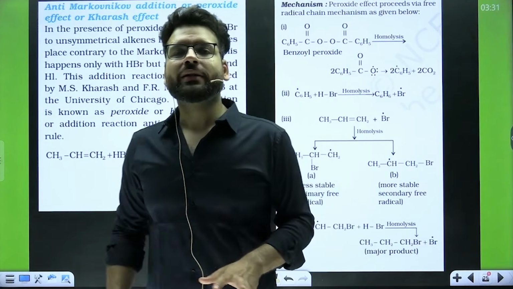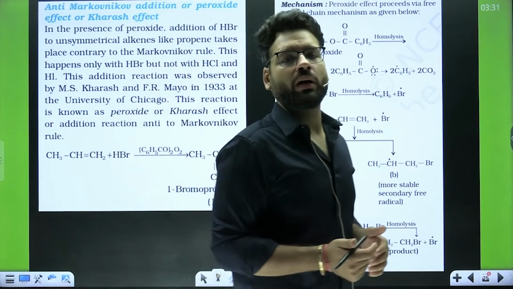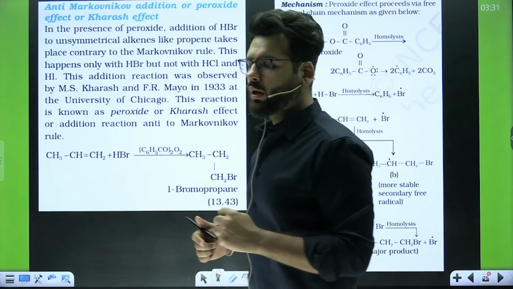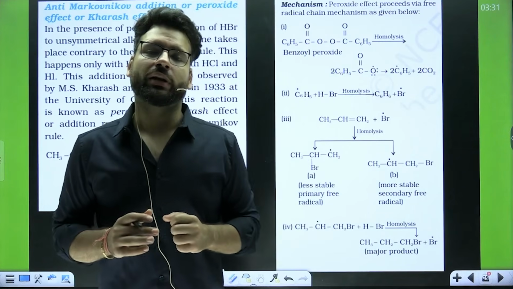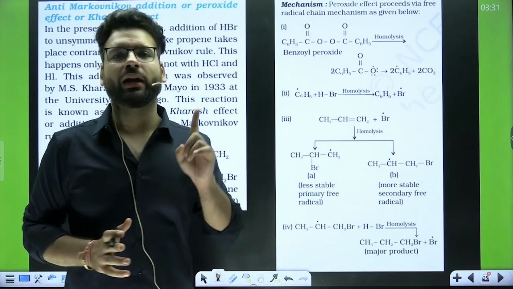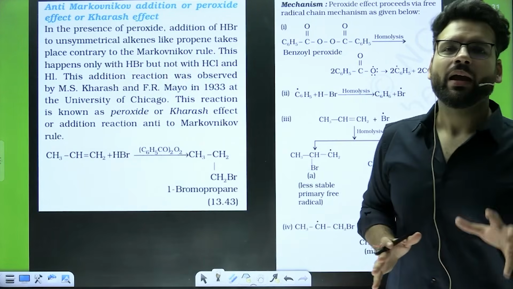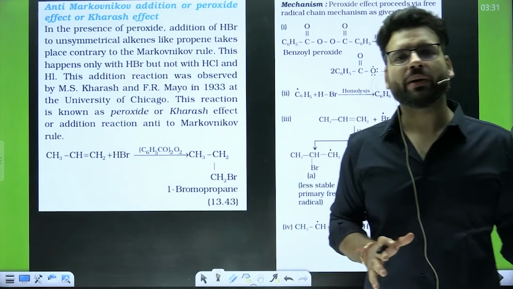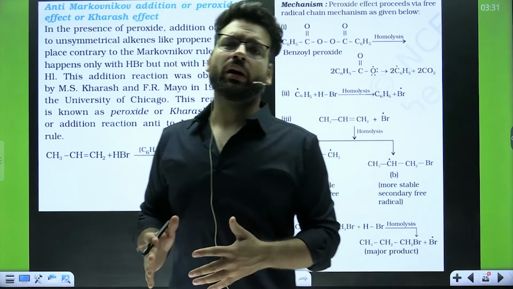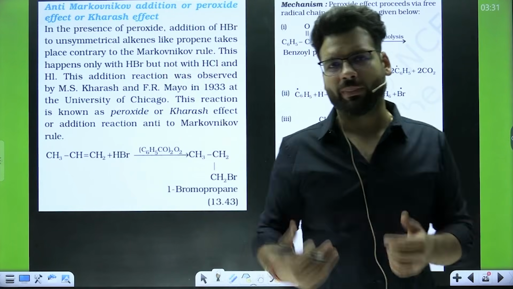Anti-Markovnikov rule is when you follow the Markovnikov rule exactly in the opposite way, where the carbon with more hydrogens actually gets the halogen and the carbon with fewer hydrogens gets the hydrogen, which is shown by one and only one of the hydrogen halides, which is HBr. HCl and HI do not show the anti-Markovnikov rule or Kharasch effect because of non-feasibility or endothermic nature of a few steps.